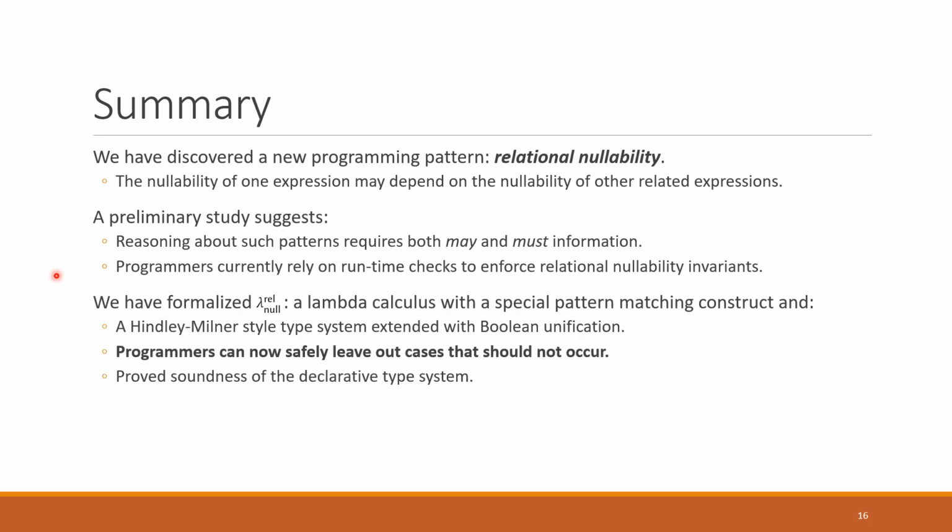To overcome this, we proposed a new calculus and type system, which we call lambda relational null. So this is a calculus that has a special pattern matching construct. And using this construct, you can just write a pattern match, omitting the cases that you don't want, and then the exhaustiveness condition will be captured by the type system. And specifically, this is an instance of a Hindley-Milner style type system, which we've extended with Boolean unification to automatically infer and solve these unification problems. And finally, we've proved soundness of the system.